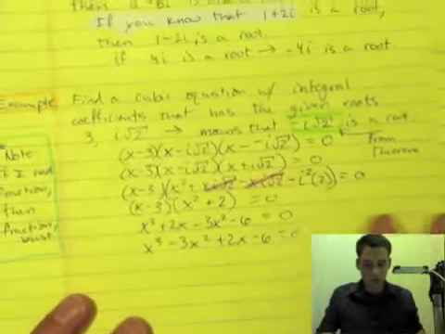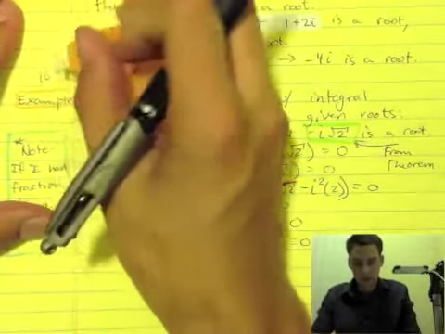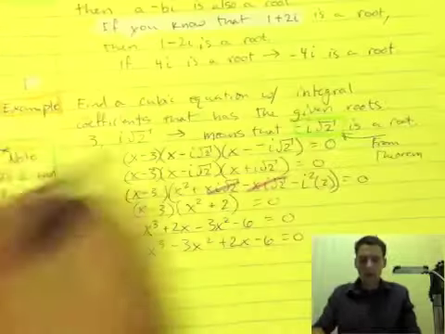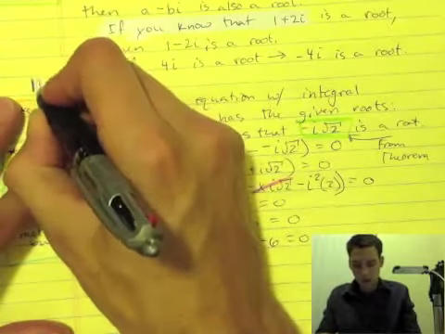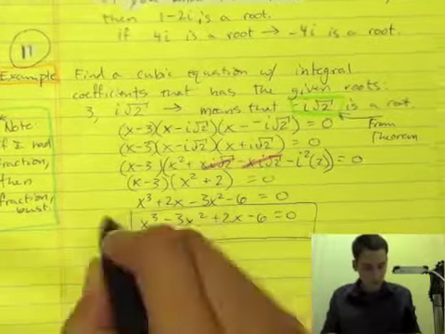Another thing I want you guys to do is to label this example, whoops, not 10, Example 11. So this would be my answer.